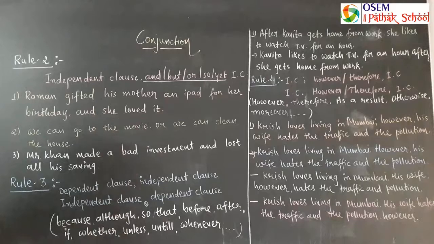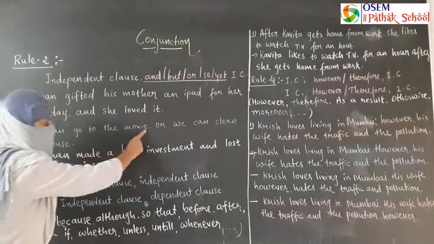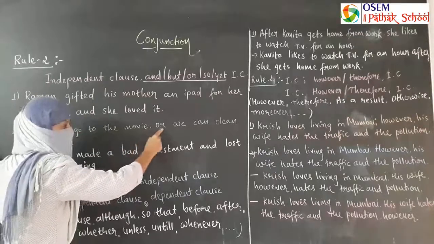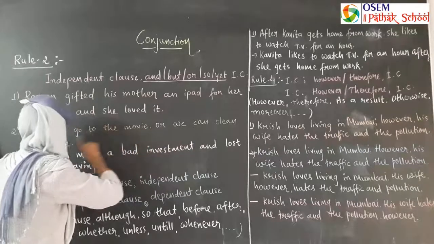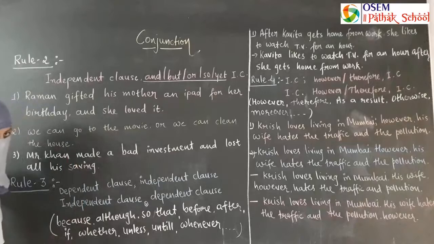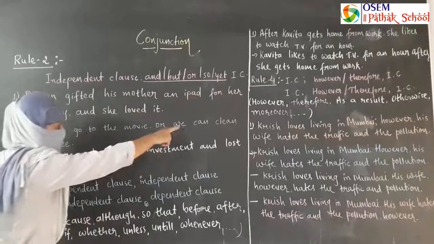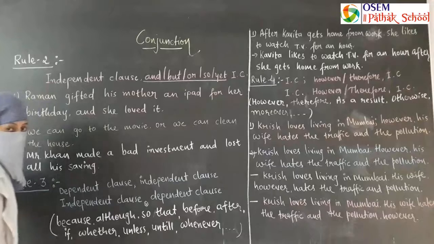Whenever you connect sentences with and, but, or, so, yet, you have to put a comma before the conjunction. And we can go to the movie, comma, or we can clean the house. Here you can see that it's an independent clause.